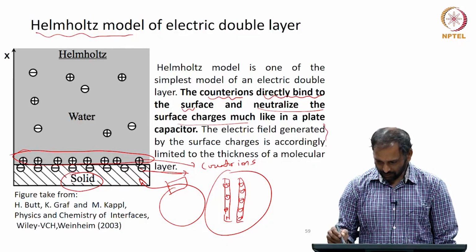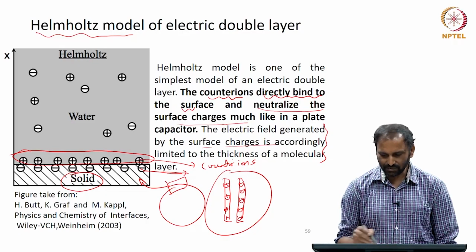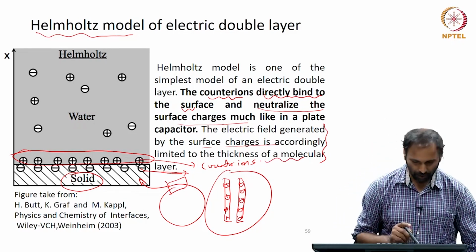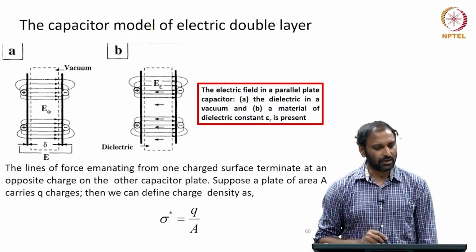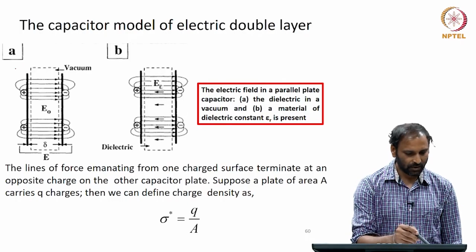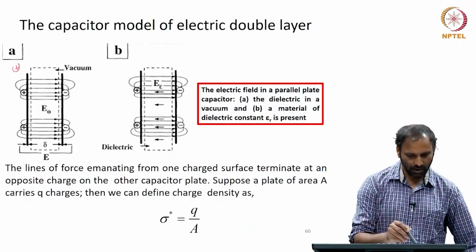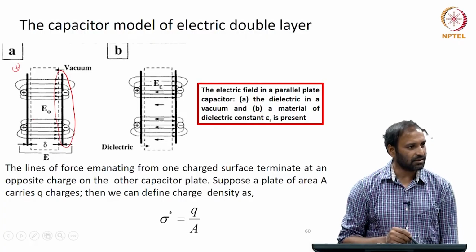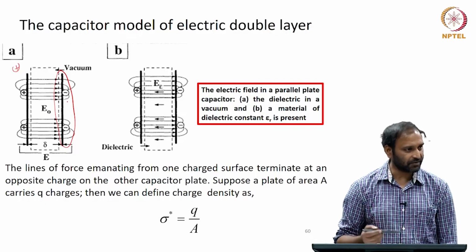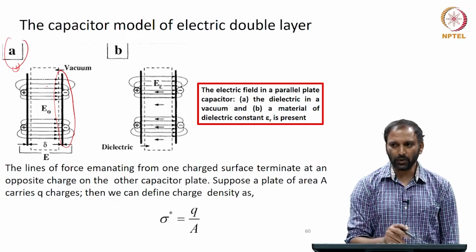Yeah, this point we will come back to later. Okay. So, what is mentioned here is the electric field generated by the surface charges in such a system is limited to the thickness of a molecular layer. That I will come to a little later. So, what is shown here is two arrangements, like a capacitor like arrangement. So, I have a charged plate. Okay. So, this could be the plate that is because of the counter ions in the solution, and that is the charges. You can think about this as the charges that arise because of the particle surface. Okay.